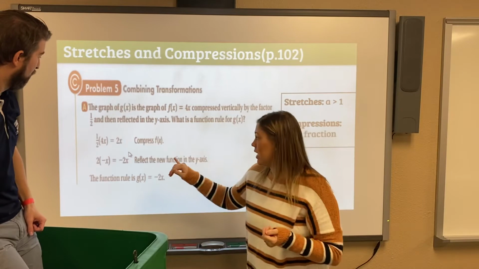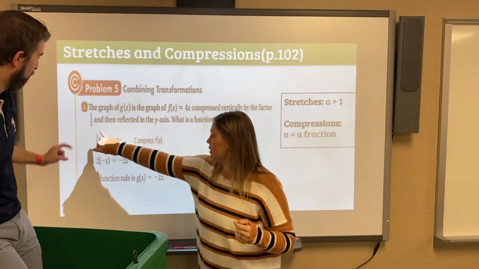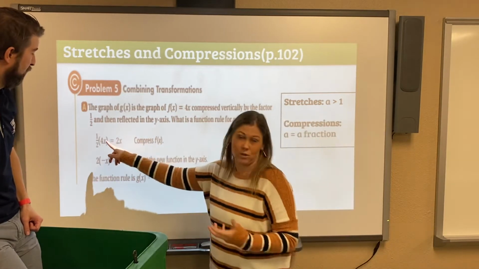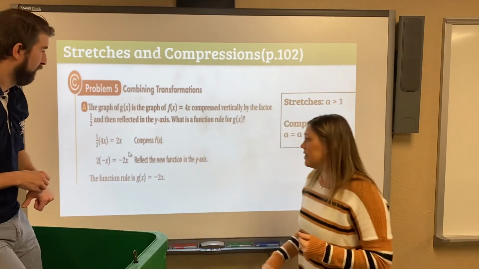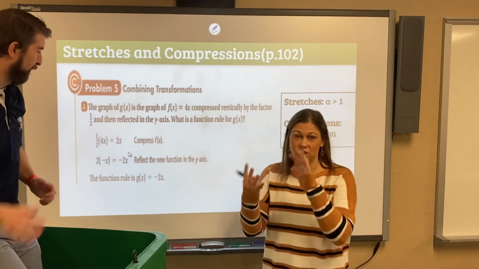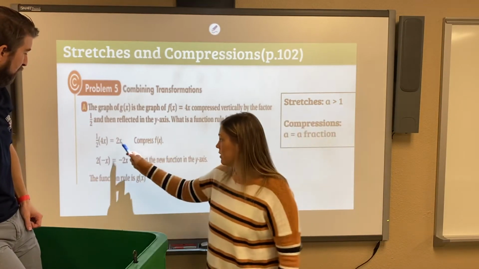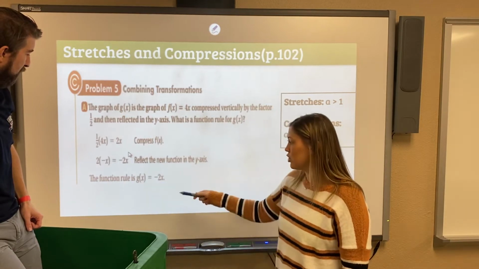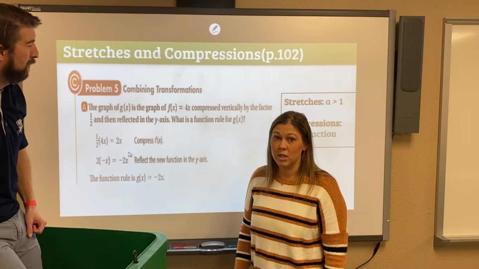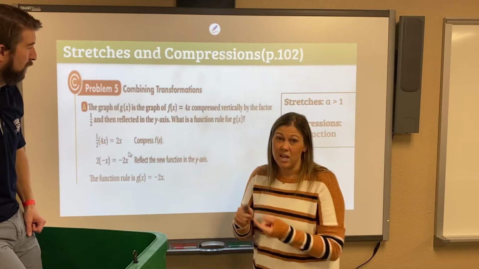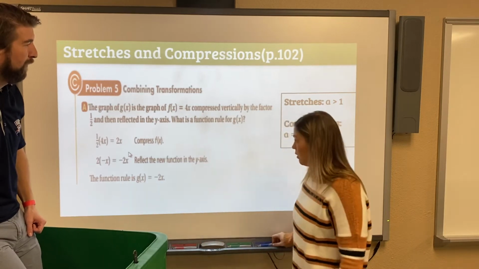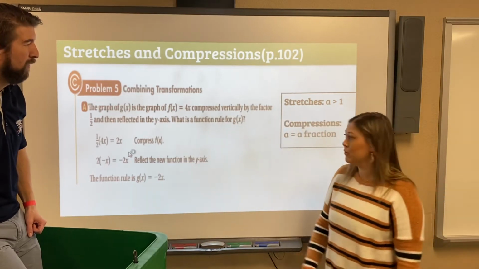So here, if we compress it, we have 1/2 times 4x, or 1/2 of 4 is 2x. And then if it's reflected across the y-axis, that means the slope changes. It was a positive slope, now it's a negative slope. So the function rule is g of x is equal to negative 2x. Basically, we multiplied by a negative and we multiplied by 1/2, and then we get g of x is equal to negative 2x.